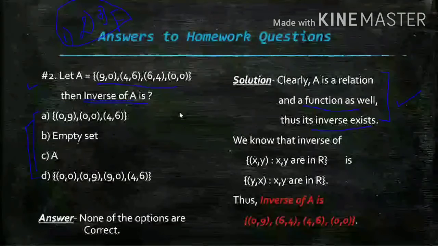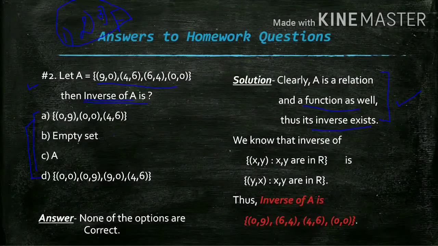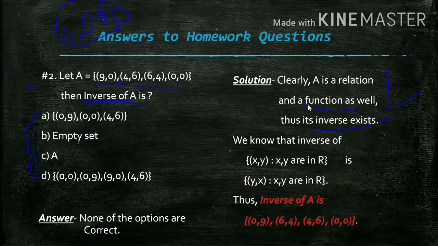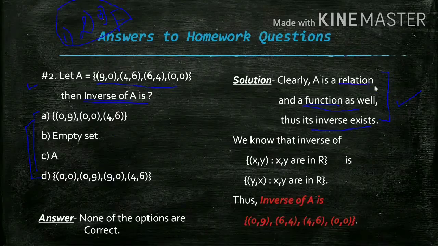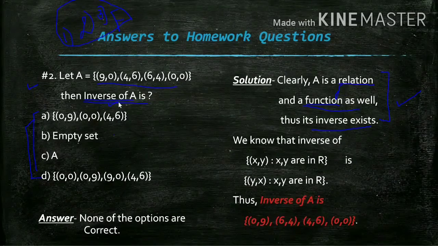If I just give you a random set and tell you to find its inverse, you will simply say its inverse is not possible if it's not a function. Firstly, you need to check whether it's a function, and for that you need to check whether it is a relation. So you need to check these basic things first, in order to find its inverse, whether its inverse exists.